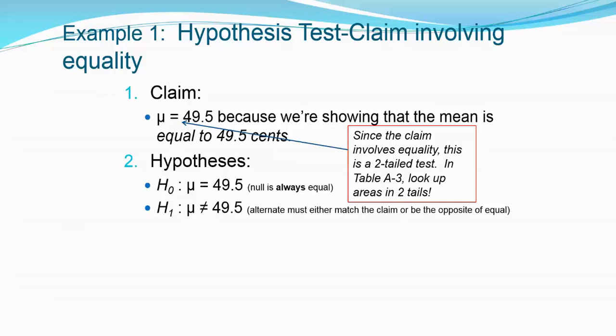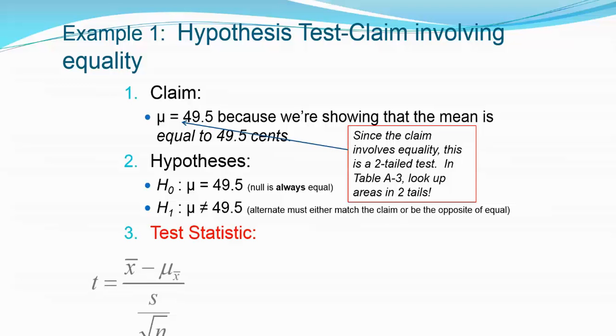Now for the hypotheses. The null hypothesis is mu equals 49.5. The null is always equal. And the alternative is either going to match the claim or be the opposite of equal. So our null hypothesis is equal and our claim is going to be not equal.